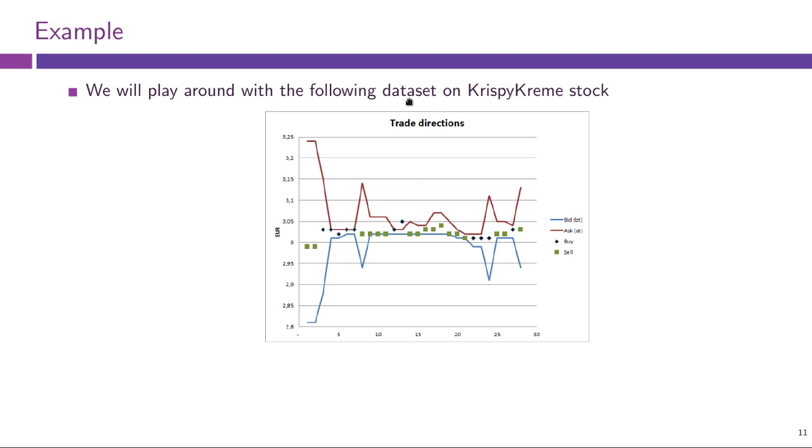So this dataset has all transactions from one trading day, and we will be playing around with the first 30 transactions. The whole dataset has about 1,000, I believe. Now, this is not how the data looks, but this is how the data can be represented. We have bid prices and ask prices at the time of every transaction. We have the actual transaction prices, and we have the directions. So we know who initiated the trade, whether it was initiated by the buyer or a seller.